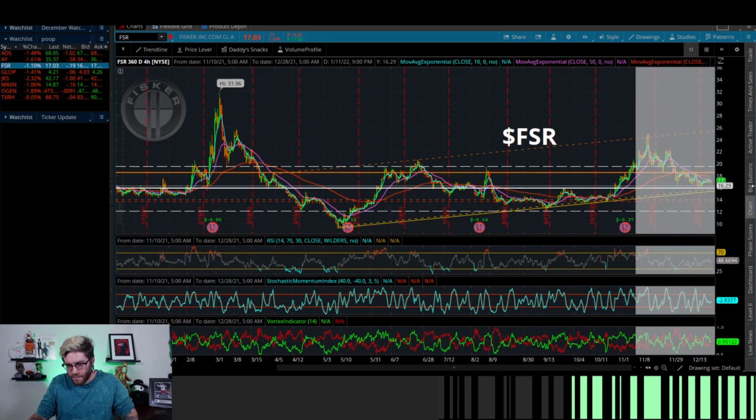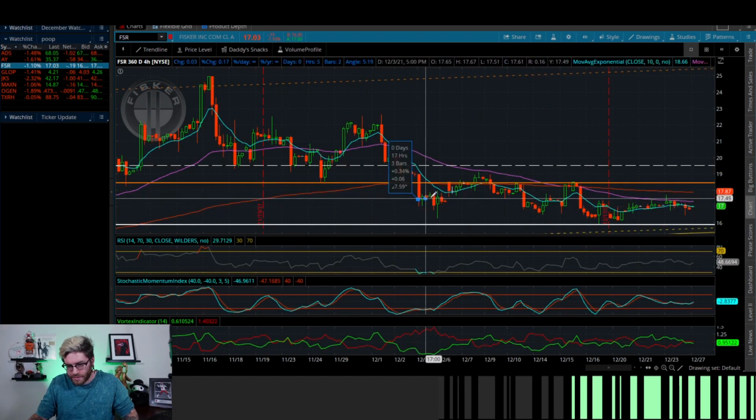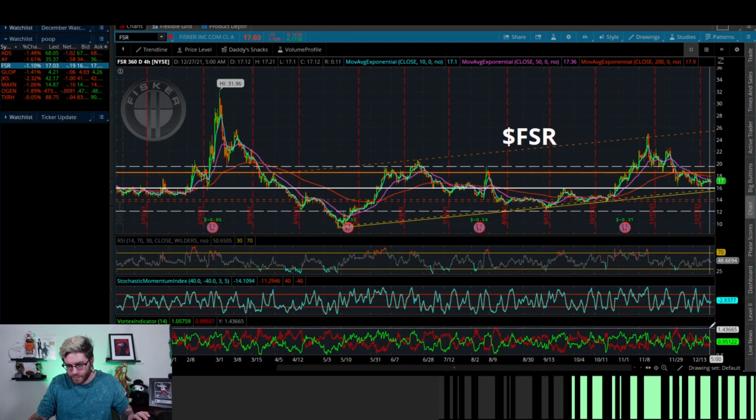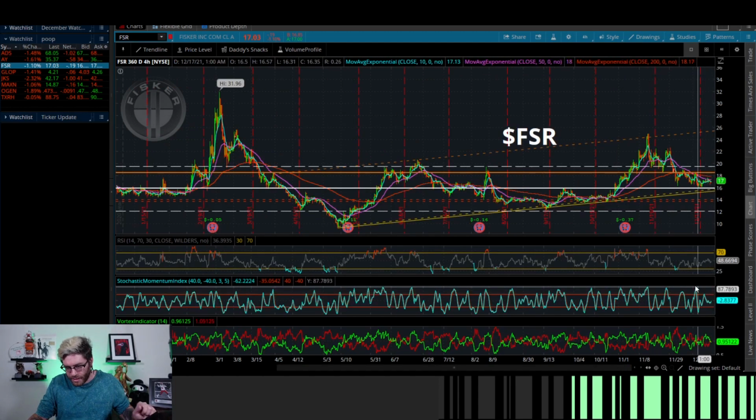RSI, it's fair. It makes sense. We're going sideways. Look at it. Since this downtrend, how far have we gone? 3% in a month. It makes sense we're going sideways and we're fair.